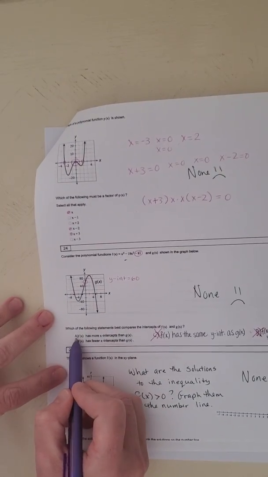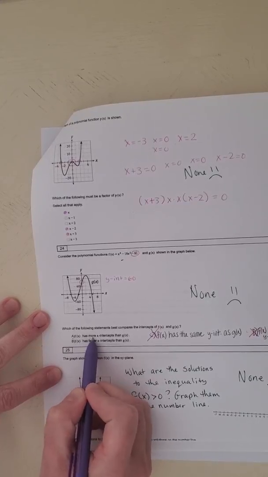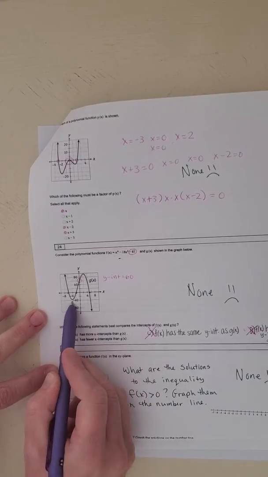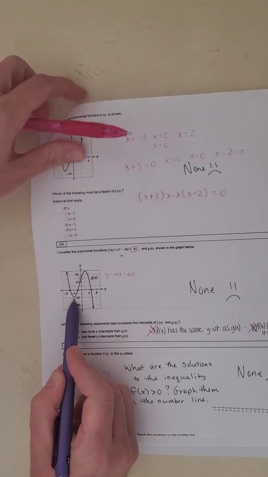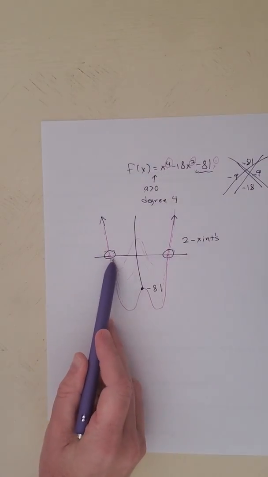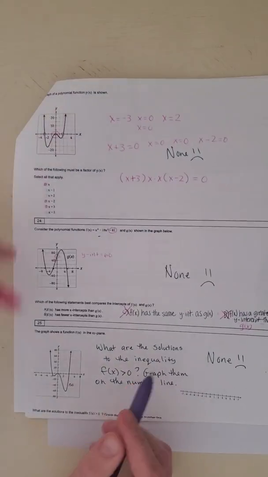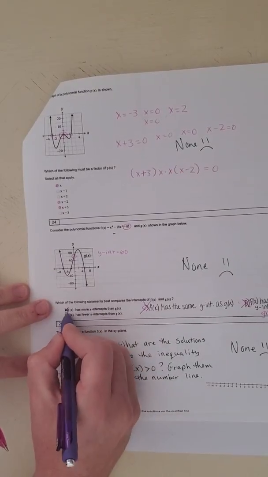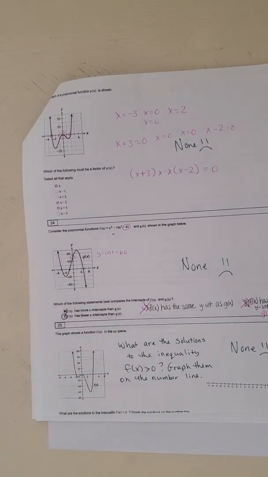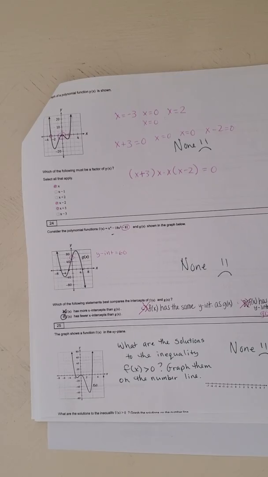All right, so A says f of x has more x-intercepts than g of x. This is g of x. G of x has 3. F of x only has 2. So that's not true. So finally it must be B, that f of x has fewer x-intercepts, which is true.